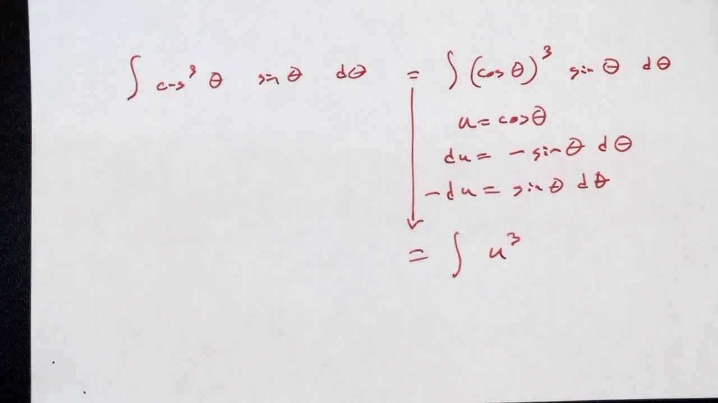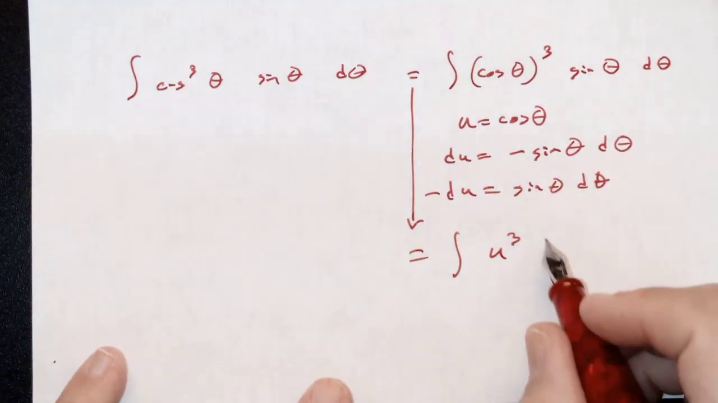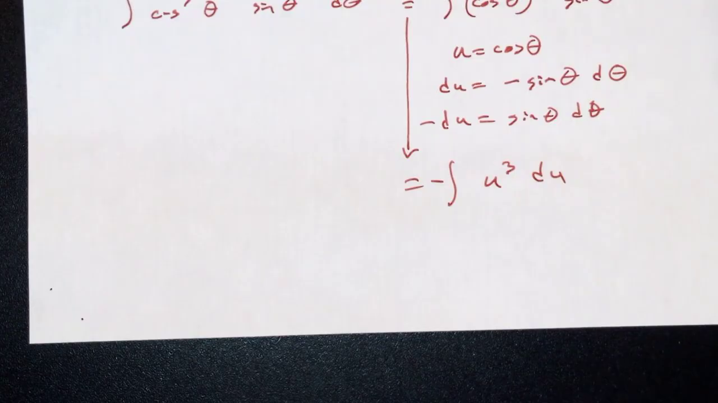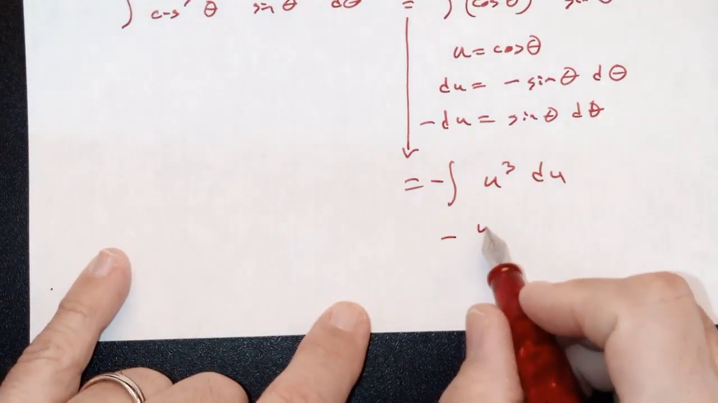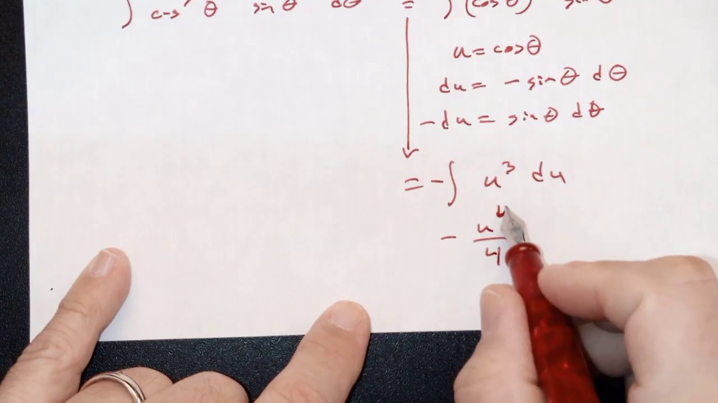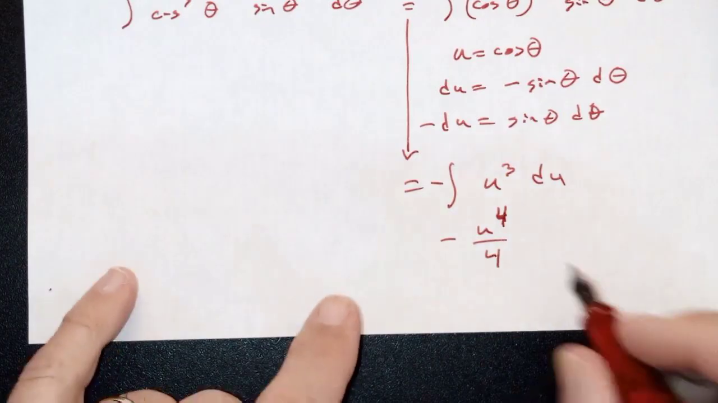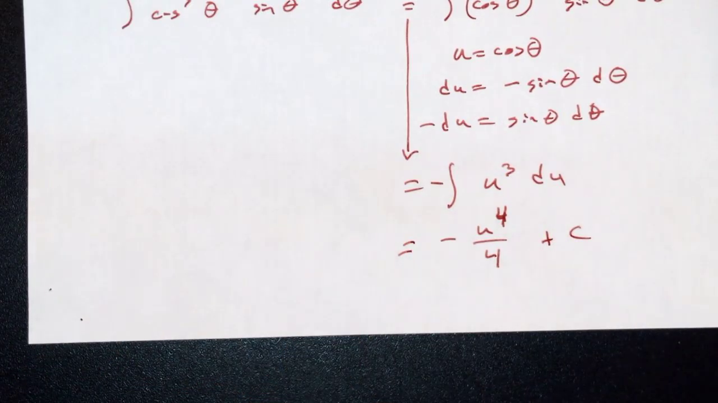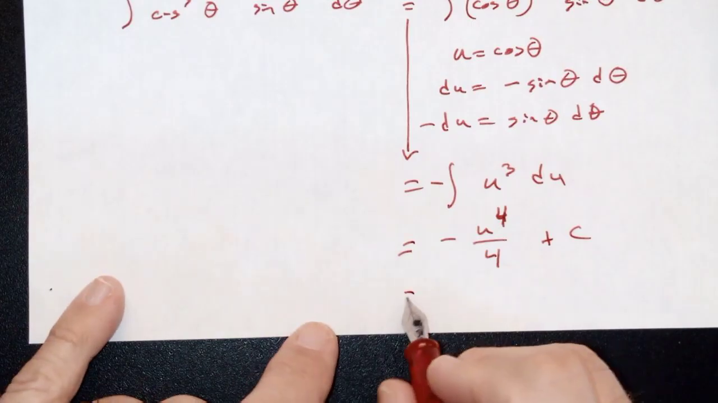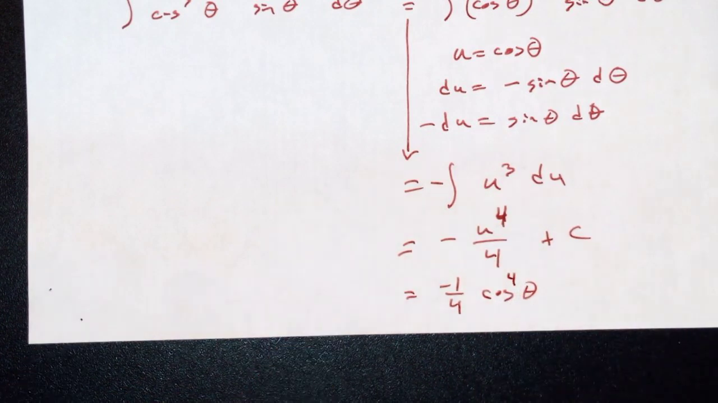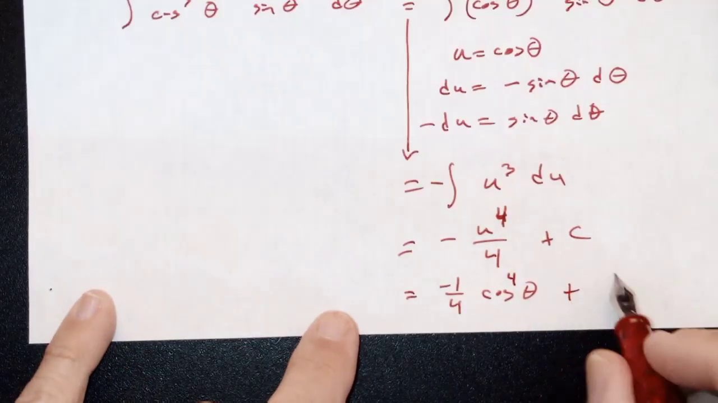But the minus sign is a number. It's a -1. Where can I put it? Ta-da! What's the antiderivative of ugly thing cubed? But wait, there's more. And now put it back into theta because that's where I started. -1/4 cosine theta to the 4th. I can put it there, or I can put parentheses surrounding it. Your call, plus C.